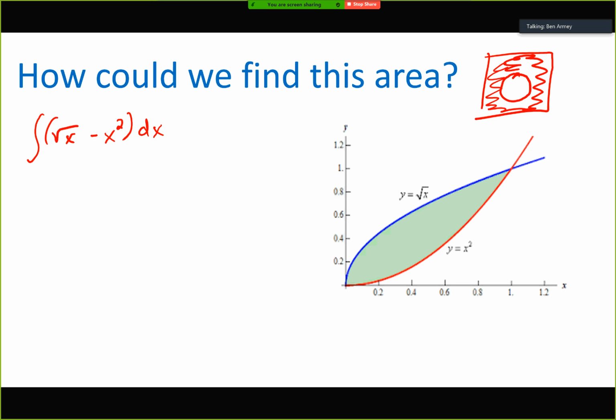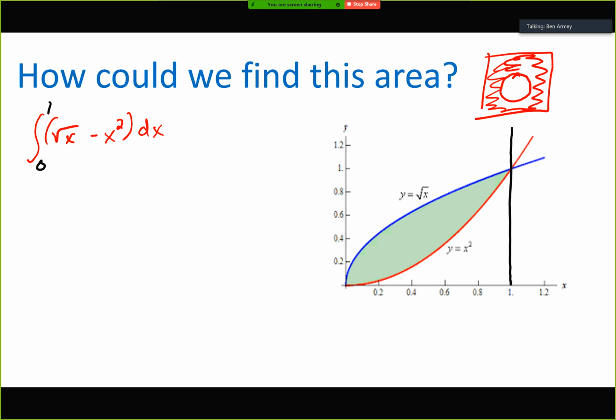Okay. But this cuts off. We only want the area from here to the left. If we did an indefinite integral right now, which is what we have, this is going to continue on and on and on. Well, we have to create those bounds, those boundaries. And so this would go from 0 to 1 as a definite integral.